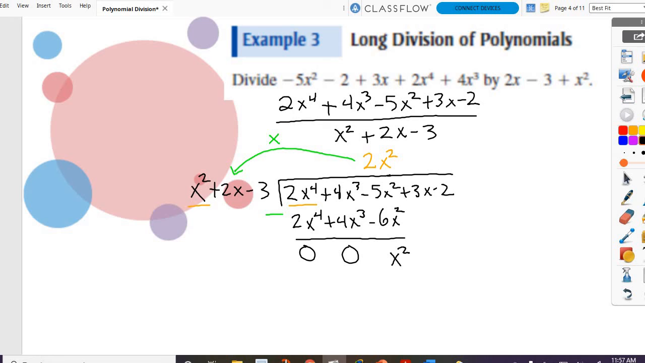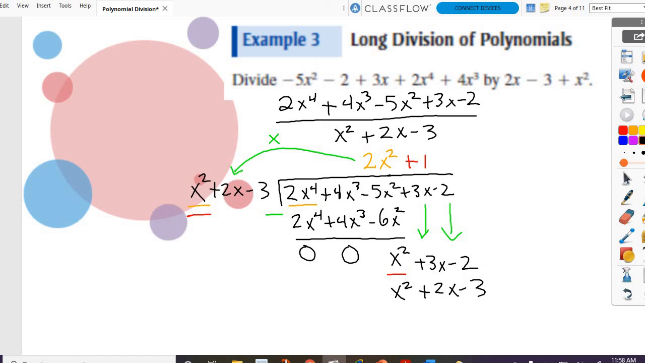Okay. So now basically we need to start over the same process, but with our new numbers. So if I have 3 terms on the outside, I also need to have 3 terms on the inside. So that means that we need to bring down our 3x and our negative 2. And then, like I said, we're going to start the process over again. What do I need to multiply x squared by to get x squared? Just 1 this time. And again, we're multiplying. So since we're multiplying by 1, we just get the stuff that's on the outside.